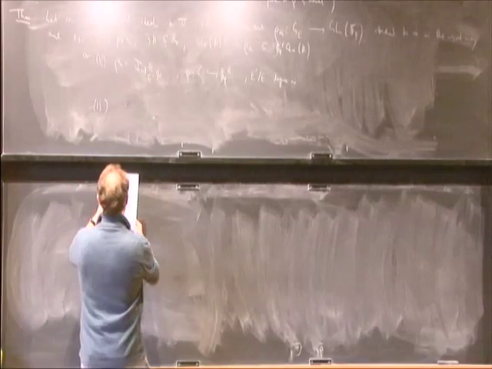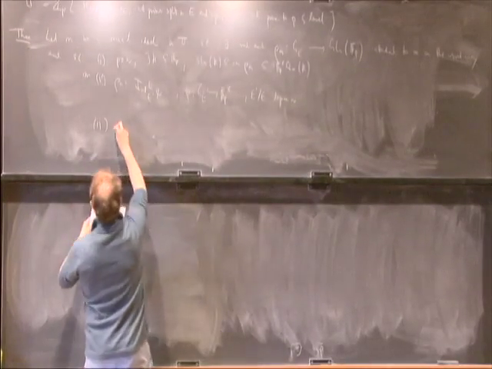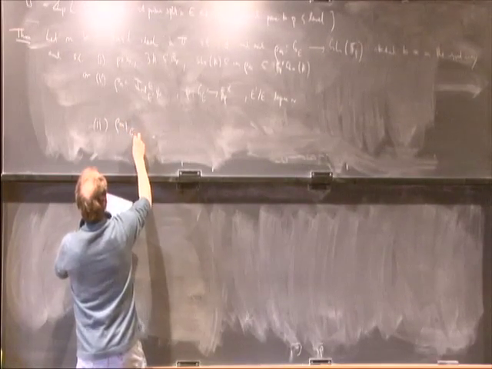But the next assumptions are kind of the important ones. So rho_M locally at p.